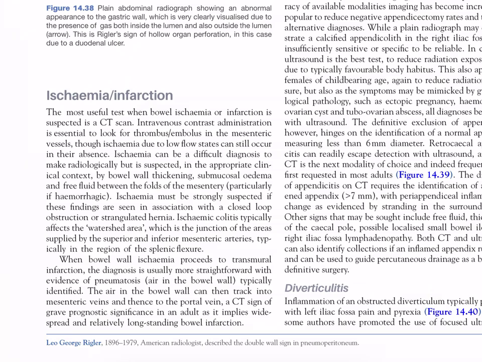Ischemic colitis typically affects the watershed area, which is the junction of the area supplied by the superior and inferior mesenteric arteries, typically in the region of the splenic flexure.